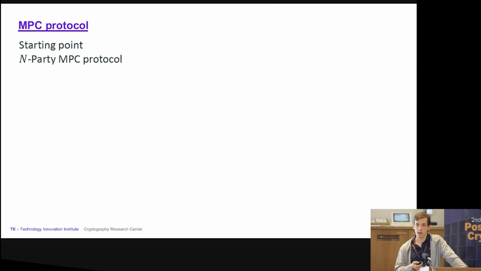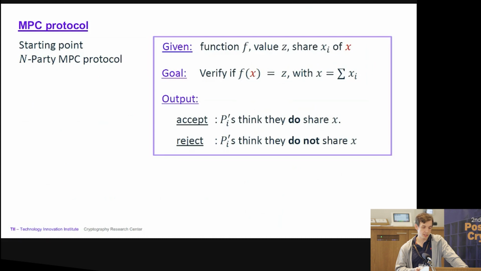So we start from an MPC protocol on n parties. We restrict ourselves here to additive shares, as they are used in MiRitH. So every party is given a function f, a value z, and a share xi of x, such that the sum over all the shares is equal to x. And the goal is to verify whether they indeed share x such that f of x is equal to z.